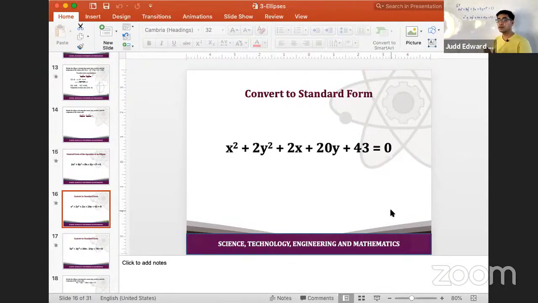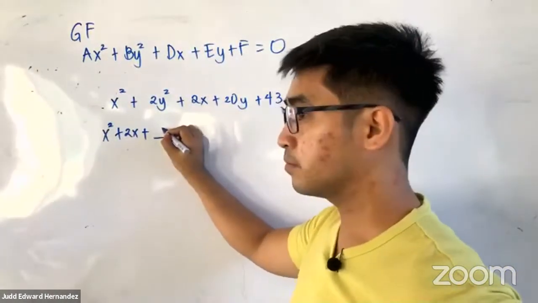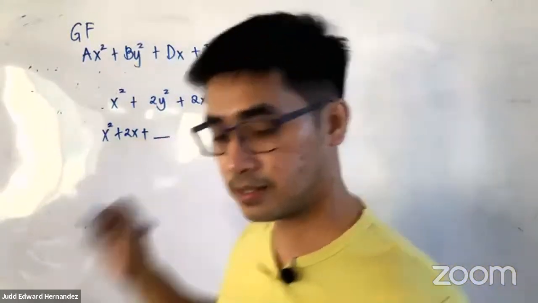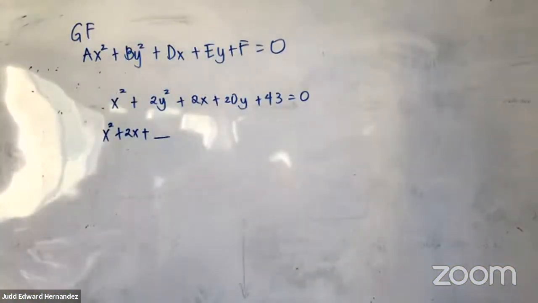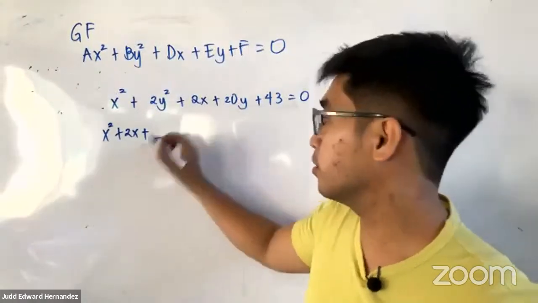When we convert, we group all the x terms here on the left, and the y terms follow, because the right side should always be equal to 0. Then all the constants, we move to the right. Therefore, this becomes x squared plus 2x plus, what do we add here? If we have x squared plus 2x, we add 1. So this is plus 1.